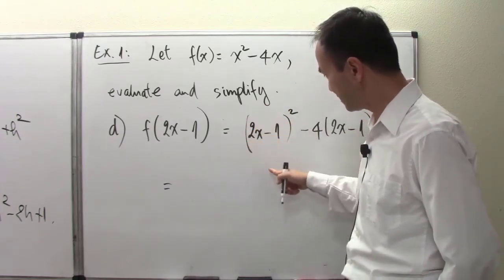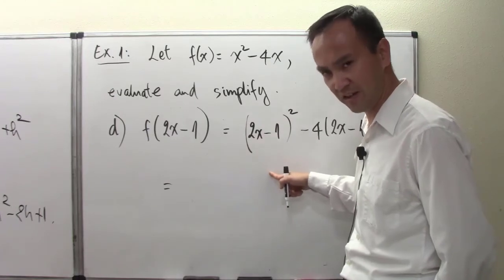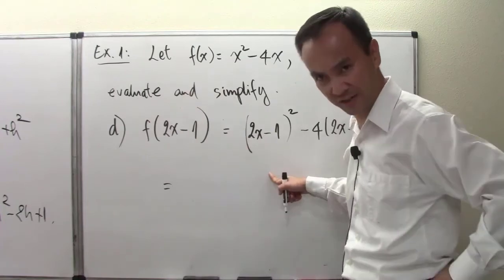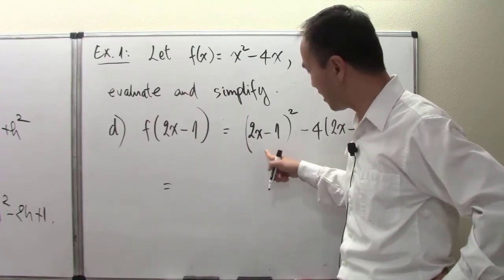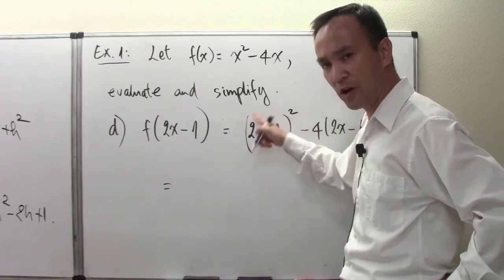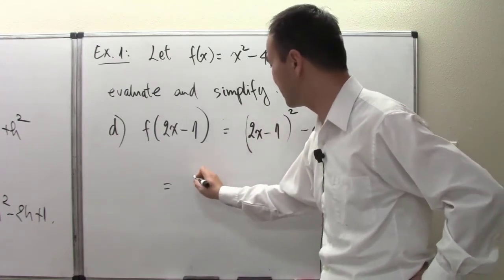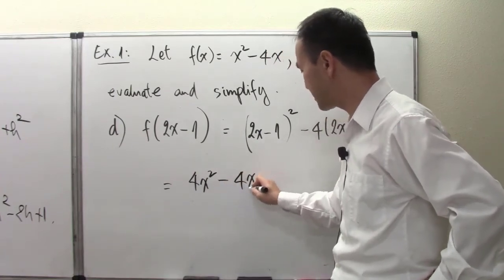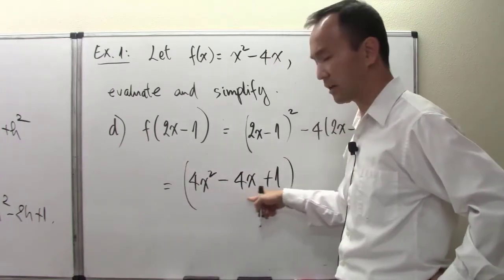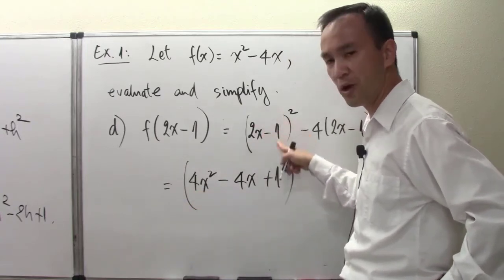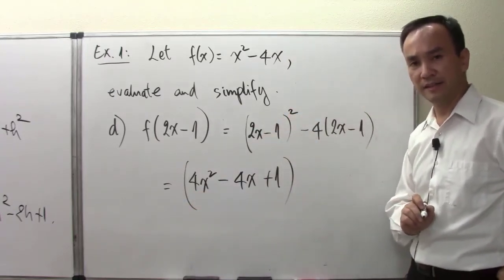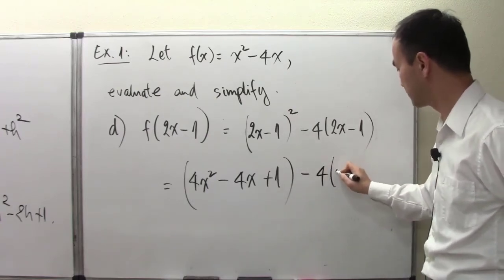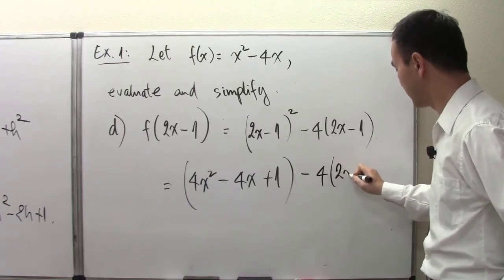So after foiling, like I said, you can always pause the video and do your own steps, like the work I've been doing on the other board for scratch work. But if you're doing this foiling work properly, then you should end up with 4x squared minus 4x plus 1. That's what will come out after foiling this perfect square right there. And then we're going to subtract 4 times the input, just like that.